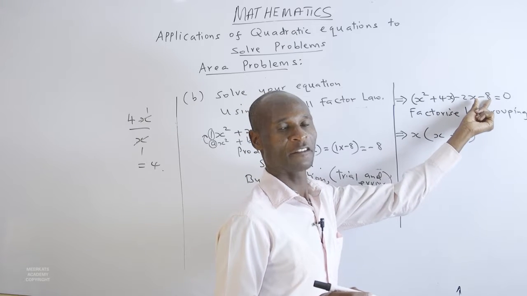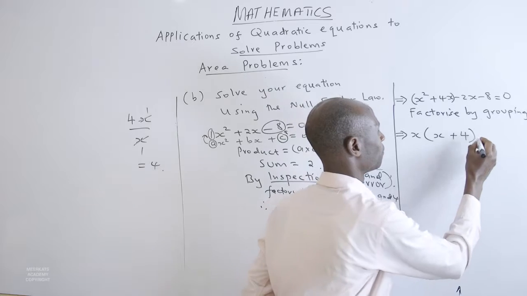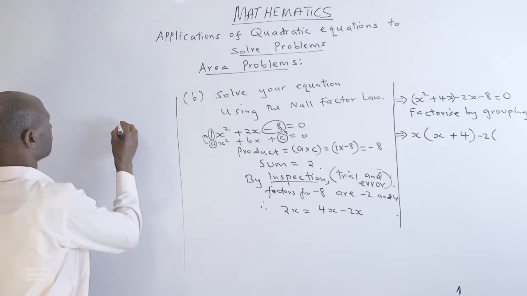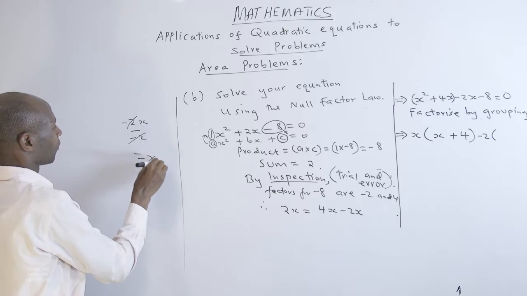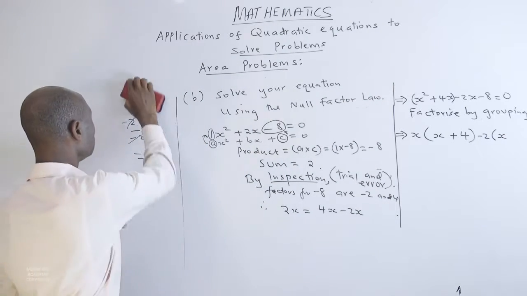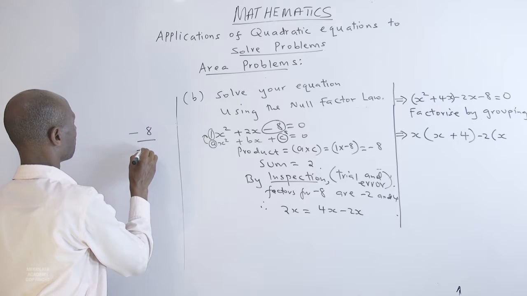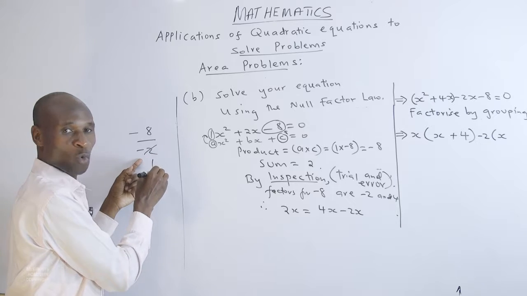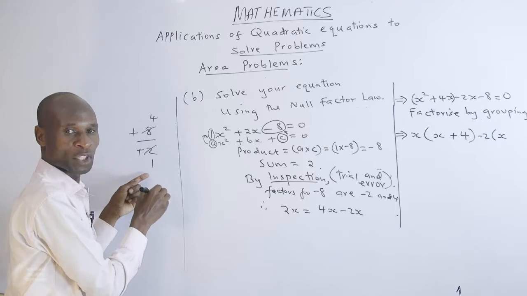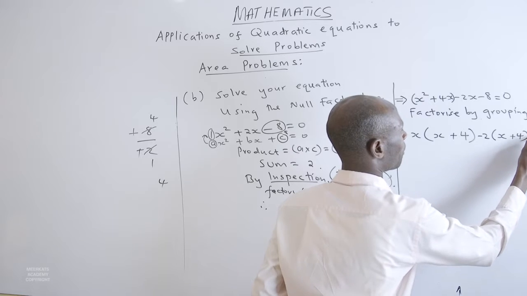Then for the third term and fourth, what is common? The common value is -2. -2x divided by -2, the result is x. Then we take -8 divided by -2. When we simplify, 2 into 8 is 4. The negative divided by negative, the result is positive. So we write +4 equal to 0.